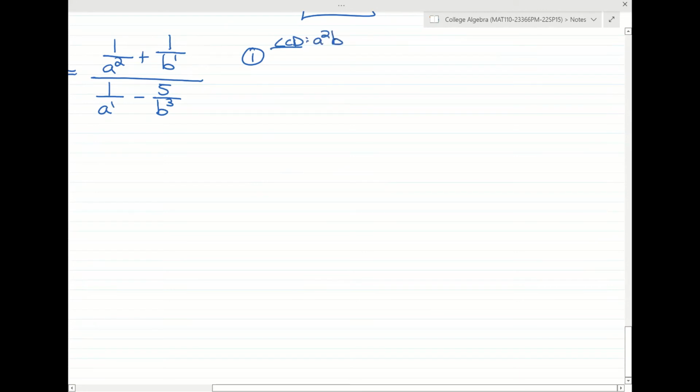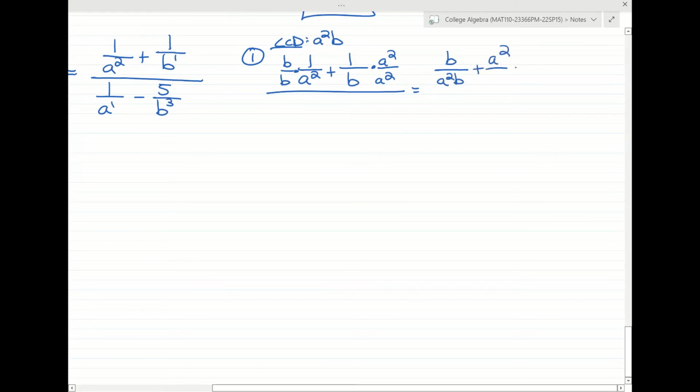What this means is whatever we're missing, we have to multiply the top and bottom by that. 1 over a squared plus 1 over b. It looks like the first fraction is missing a b, and that second fraction is missing an a squared. Which turns into b over a squared b plus a squared over a squared b, or just b plus a squared over a squared b. Now we have one fraction on top.